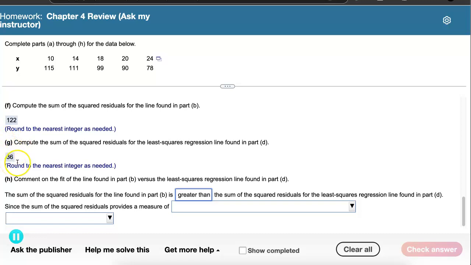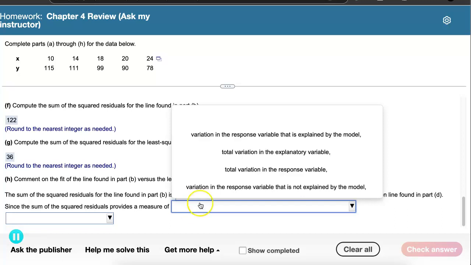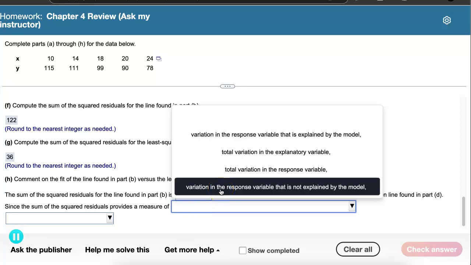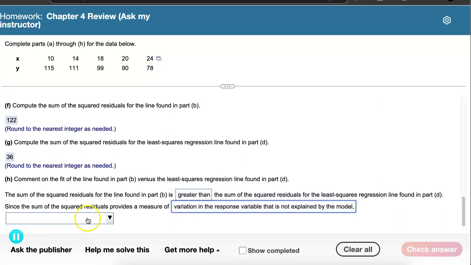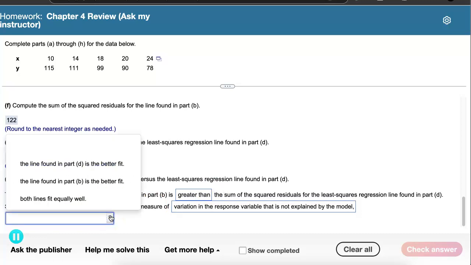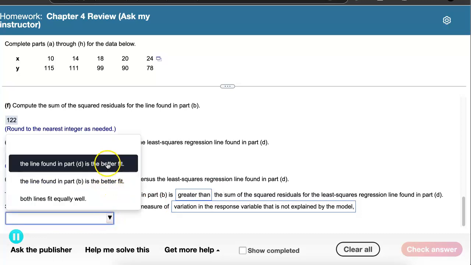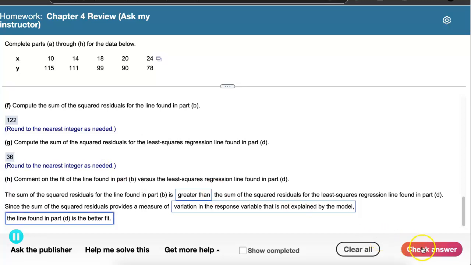And that should always be the case because the least squares regression line does just that. It minimizes the square of the residuals. Since the sum of the squared residuals provides a measure of variation in the response variable that is not explained by the model, that means that the line found in part D is the better fit.